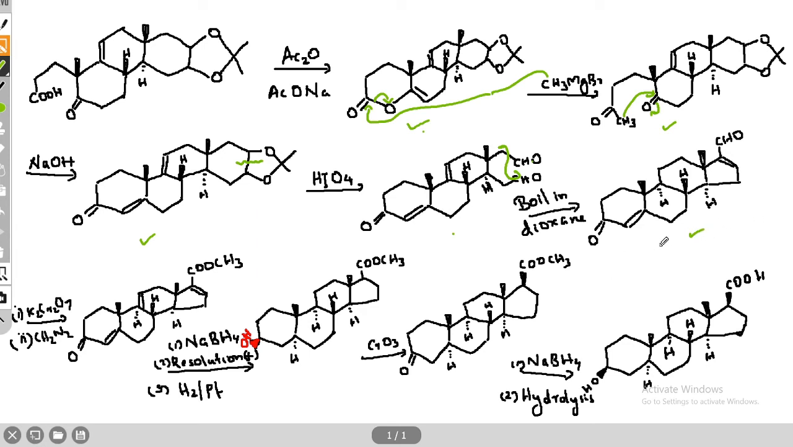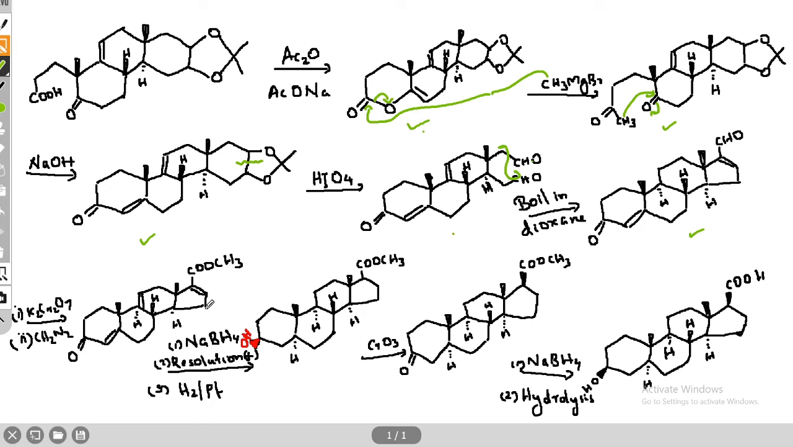Okay. After that, it is oxidized using K2Cr2O7, and when treated with diazomethane, this ester form is obtained. First of all, this CHO group is converted to a COOH group. Then, when it is treated with CH2N2, diazomethane, it is converted to COOCH3.